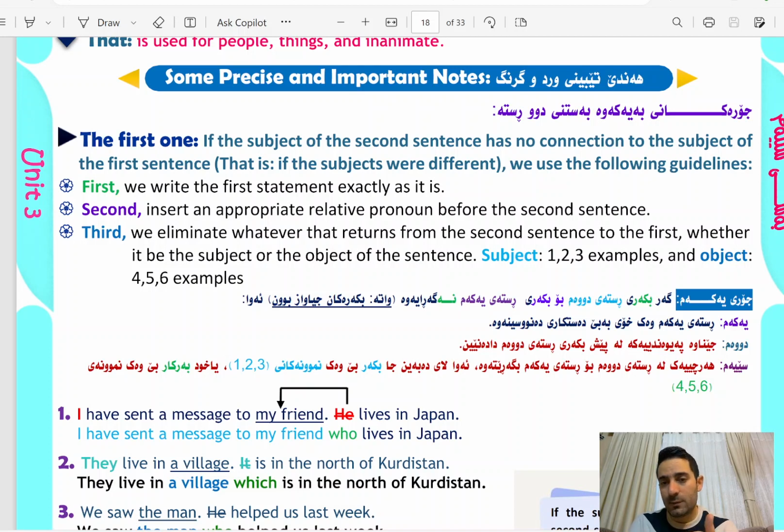The third one is we eliminate whatever goes back or returns back from the second sentence to the first one. Sometimes it can be the subject of the sentence, sometimes it can be the object of the sentence.